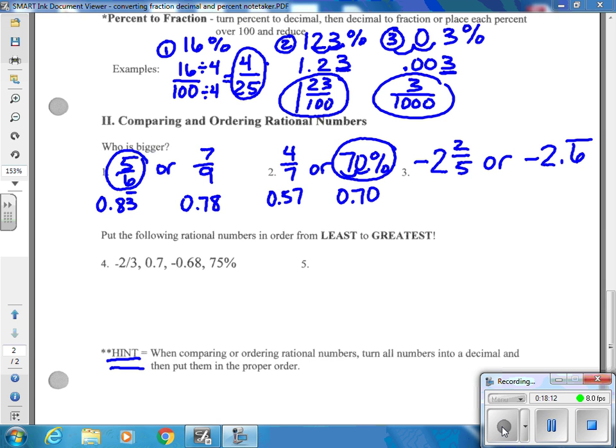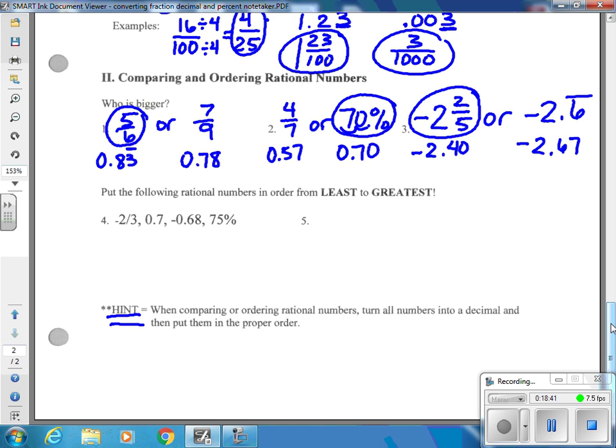In terms of making them look like money, this would be negative 2.40. In other words, somebody owes you $2.40. And then the other one would be negative 2.67 if we rounded it off. So the person who is bigger is the person who owes you the least amount of money. In this case, $2.40 owing us is a lot better than owing us $2.67. That means that this number is bigger. So always try to make it into decimals and money because everybody understands money.